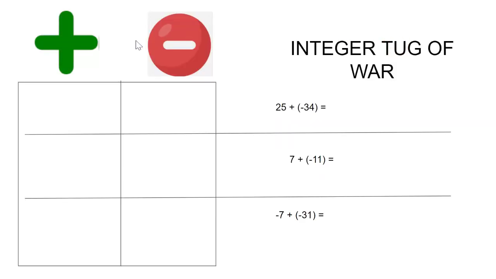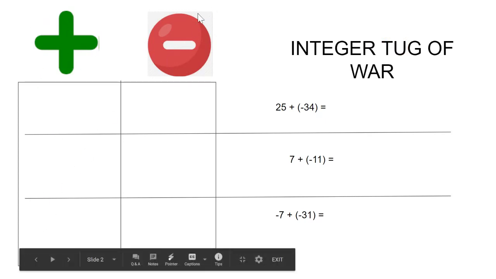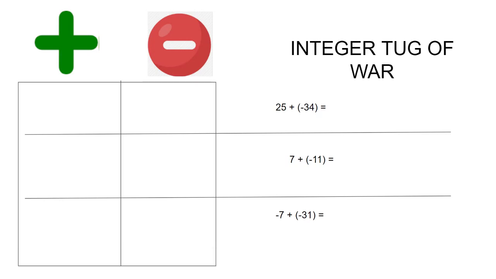As you can see here, I set up my tug of war board. So we have our green positive team on the left. We have our red negative team on the right. We're going to go through 3 problems together so you can see how the integer tug of war method works.